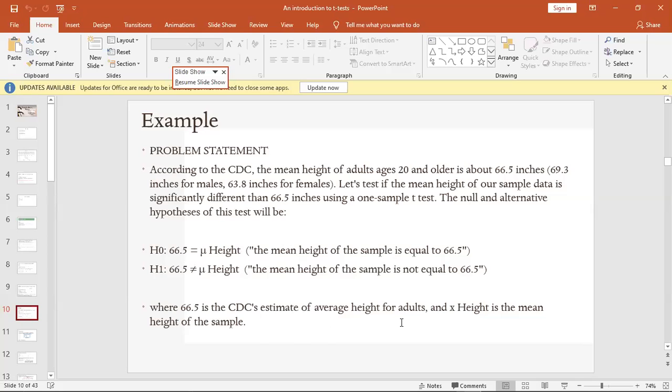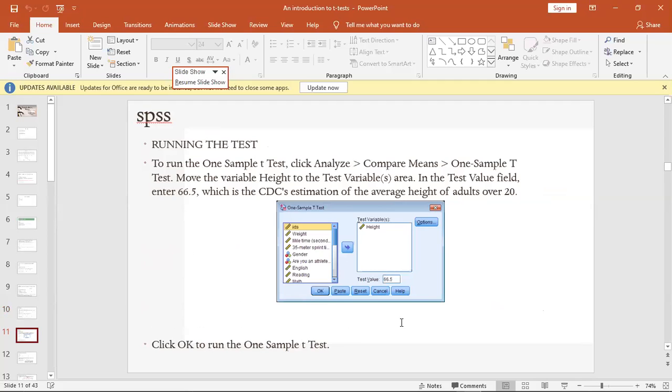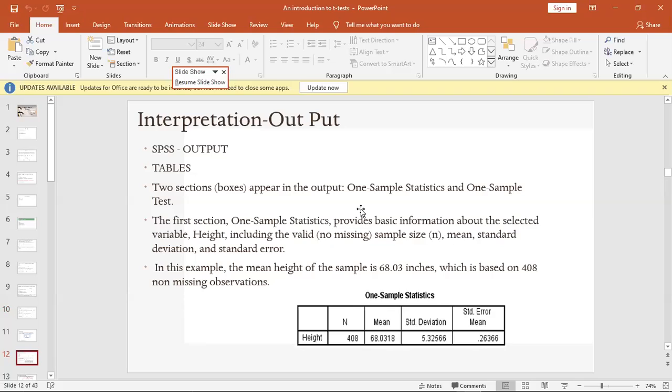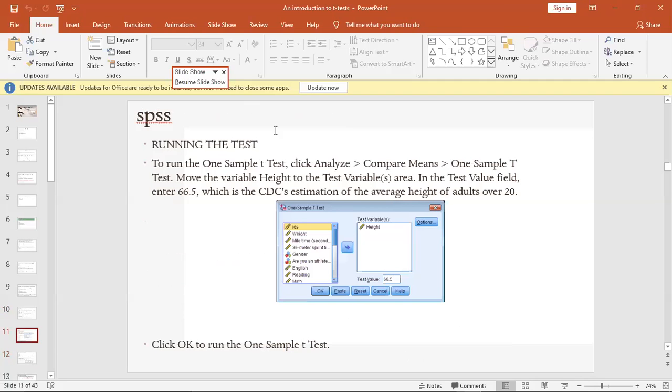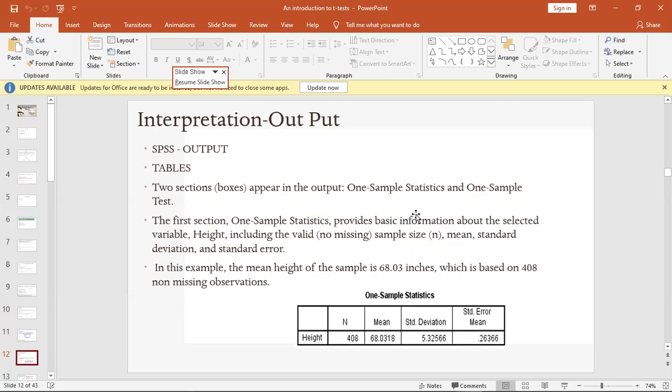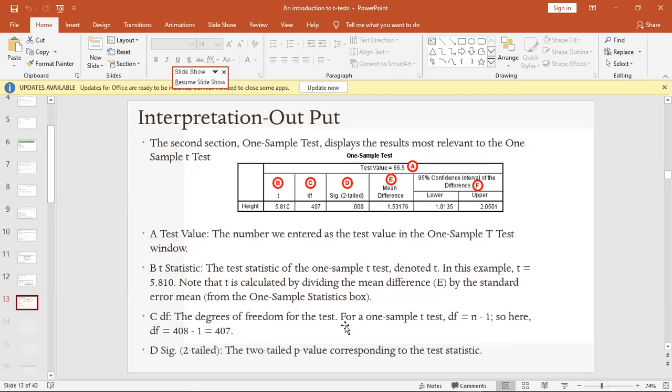This is the SPSS output, where I have run the one sample t-test. In the SPSS output, you will get two sections: one sample statistics and one sample test. In the first section, you can see height: the sample size is 408, the mean value is 68.01, along with the standard deviation and standard error mean. You can get these results by running the one sample t-test in SPSS. The one sample statistics table provides basic information about the selected variable, height, including sample size, mean, standard deviation, standard error, all the descriptive statistics about the height of your sample.